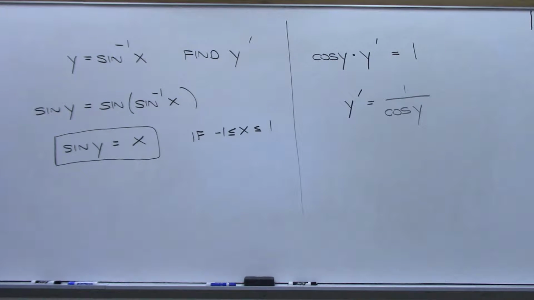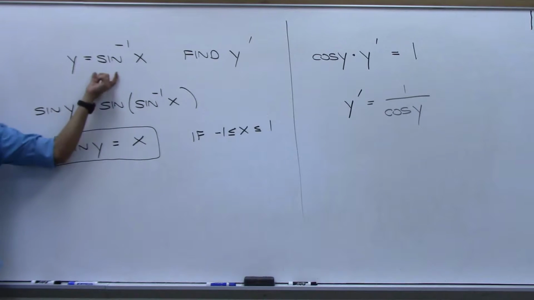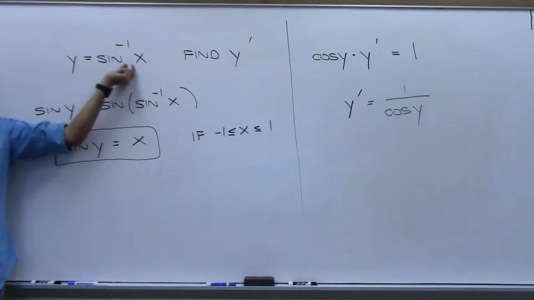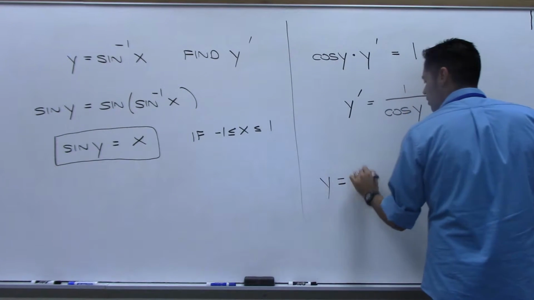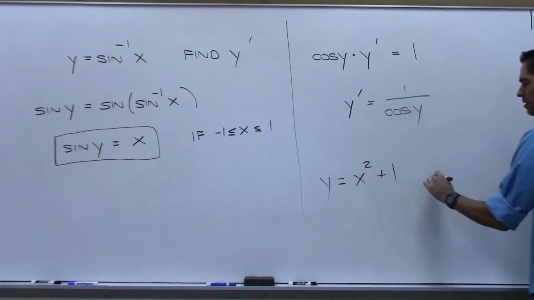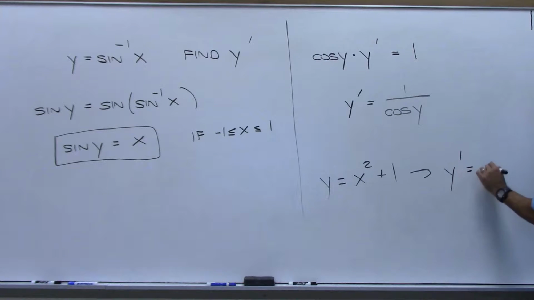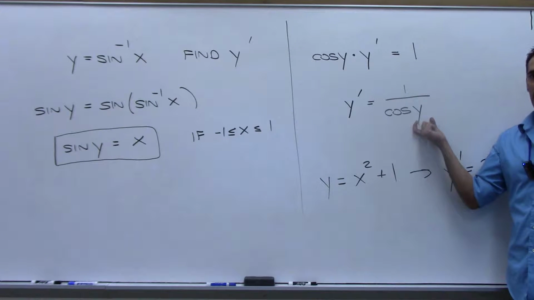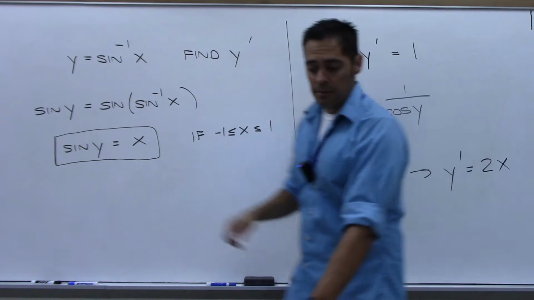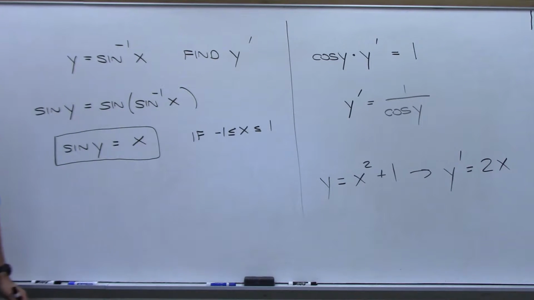The only problem with this so far is that most of the time in Cal 1, if you have y as a function of x, and you took the derivative, your answer was in terms of x, wasn't it? Like if I gave you y is equal to x squared plus 1, asked you to take the derivative, you would have said it was 2x, right? So x was in the answer. Here, the answer involves y, not x. So what we'd like to do is get that y back to an x.